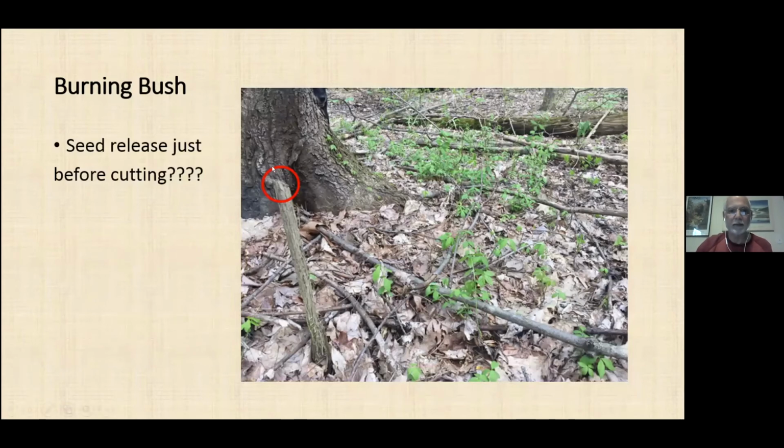So I cut this one off. I couldn't pull it out. I cut it and sprayed it to kill it. And the next year had all these little ones pop up. So I'm wondering if they had seeds released right before I cut it.